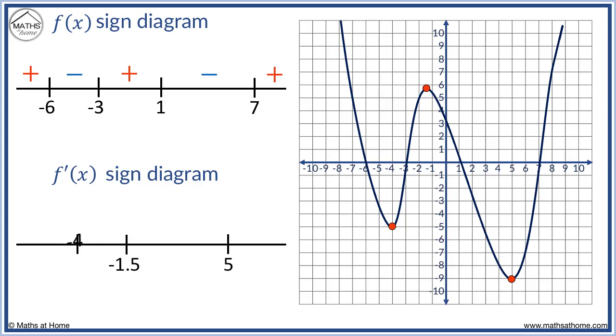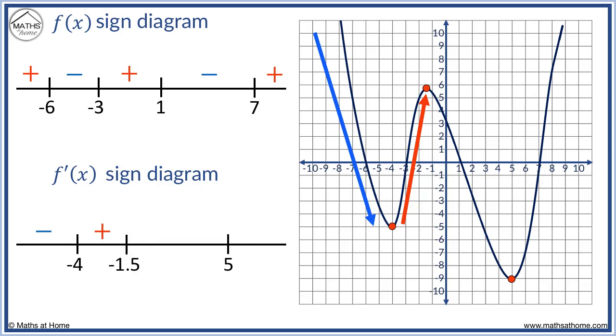Before -4, we are going down or decreasing as we go from left to right. We mark decreasing functions with a negative sign on the f-dash-x sign diagram. Between -4 and -1.5, we are increasing, going up from left to right. We mark this with a positive sign on the f-dash-x sign diagram.